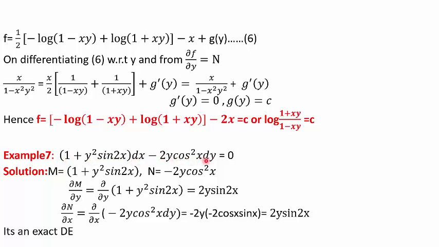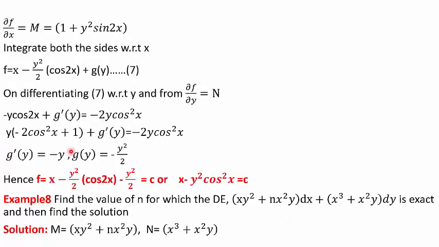In the seventh question, we are given the differential equation 1 plus y square sine 2x dx minus 2y cos square x dy is equal to 0. M is obviously 1 plus y square sine 2x and n is minus 2y cos square x. Find the partial derivatives. Del m by del y will be 2y sine 2x and del n by del x will be the same. So it's an exact differential equation.